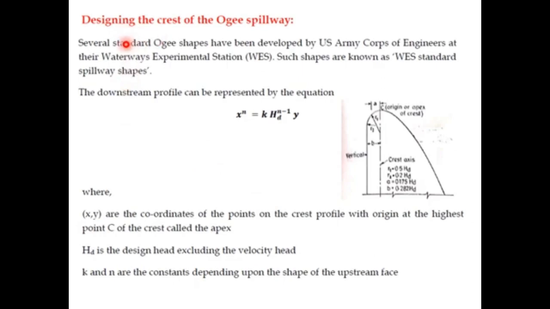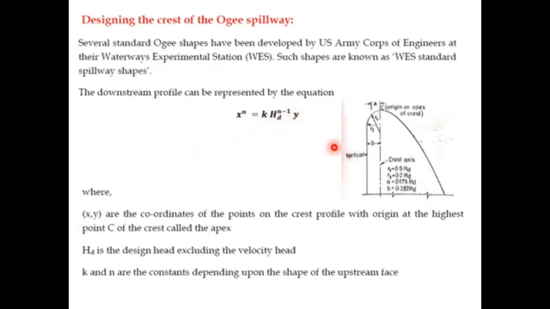So, several standard Ogee shapes were developed by the US Army Corps of Engineers at their Waterways Experiment Station, and such shapes are known as the WES standard spillway shape. The downstream profile is represented by the equation x to the power of n equals K Hd to the power of n minus 1 into y.